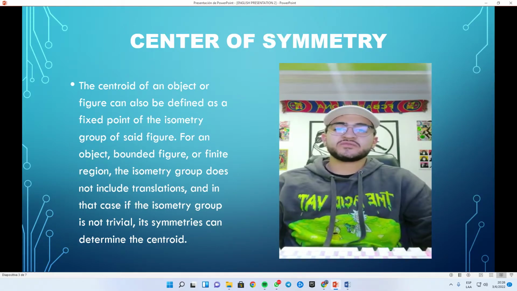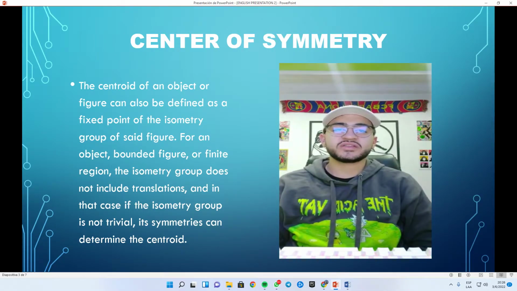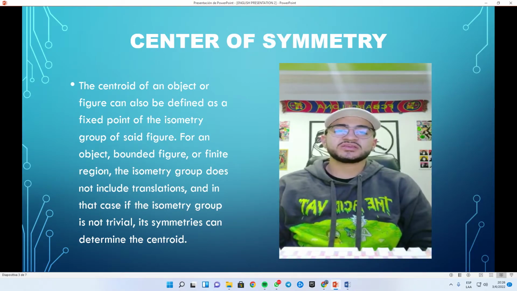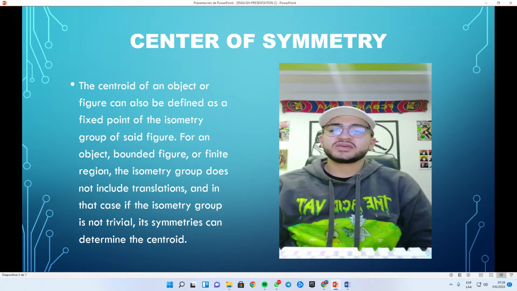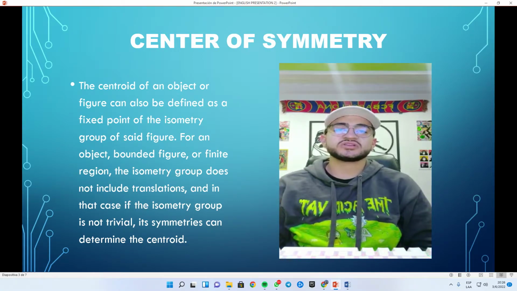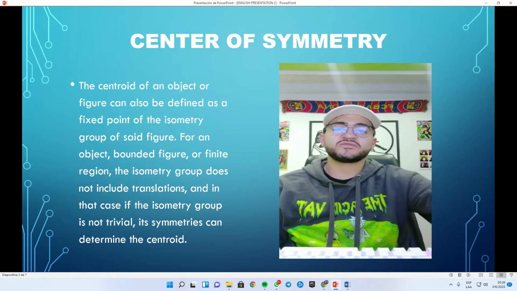The centroid of an object or figure can also be defined as a fixed point of the symmetry group of said figure, for a bounded object, figure, or finite region. The isometry group does not include translations, and in that case, if the isometry group is not trivial, its symmetries can determine the centroid. However, if an object has translational symmetry, the centroid is not defined because a translation has no fixed point.